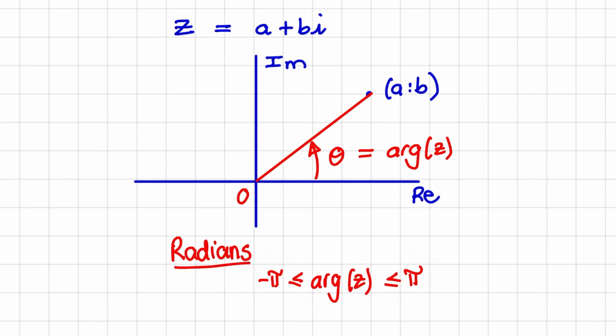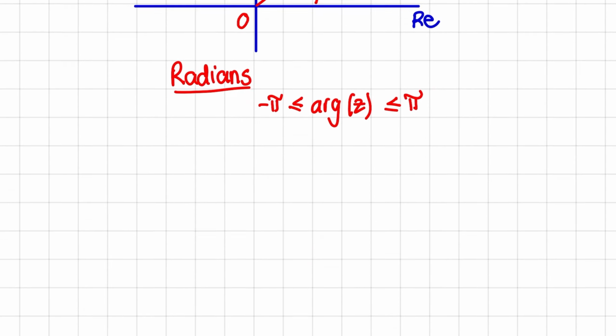So that means I can go in an anti-clockwise direction up until I reach pi, or in a clockwise direction up until I reach negative pi. So that represents a full circle. Let us look at a few examples.